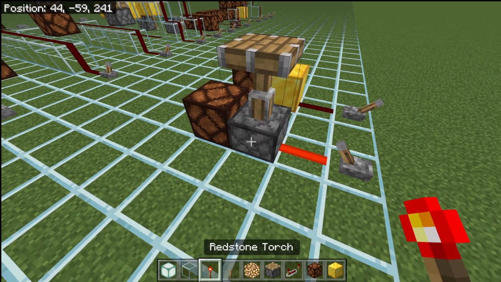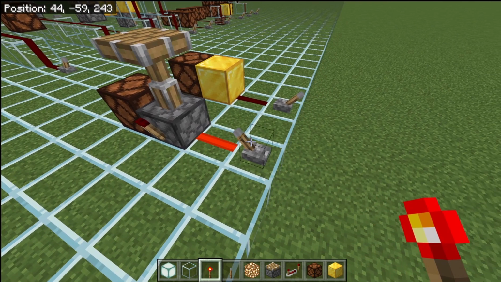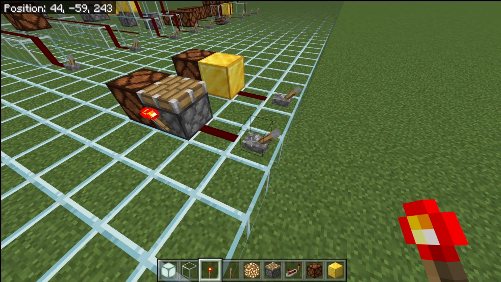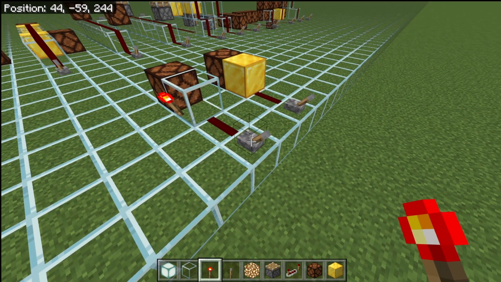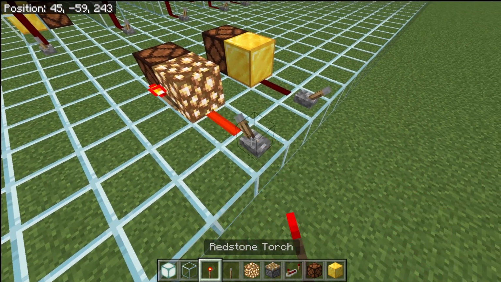However, if I take a redstone torch and place that redstone torch on the side of it, then whenever I power it, it's going to turn that redstone torch on and off. But if we do the same thing with a piece of glass, of course that's not going to work. And the same goes for the glowstone as well.